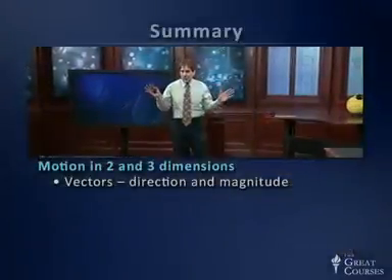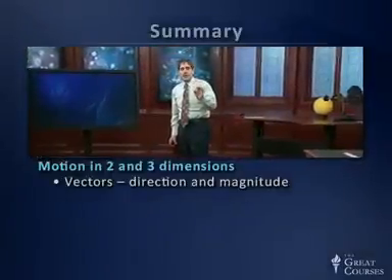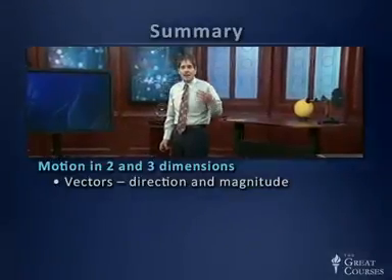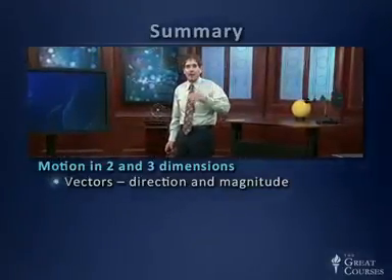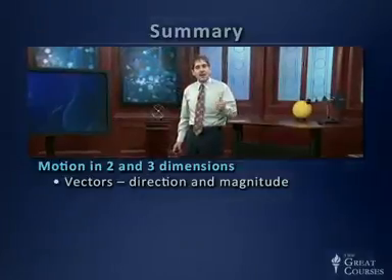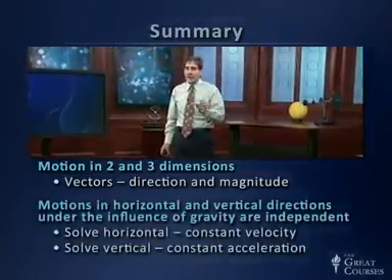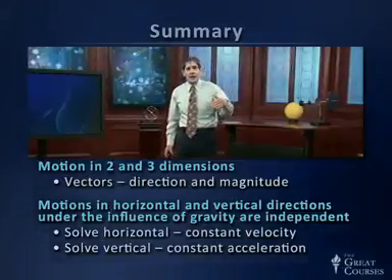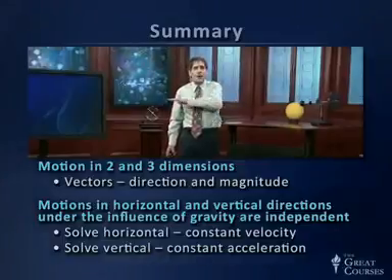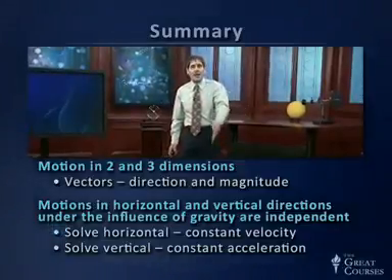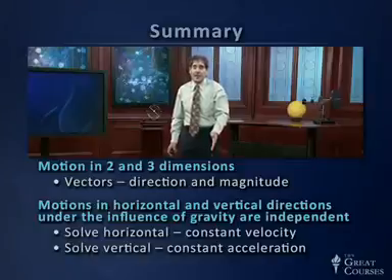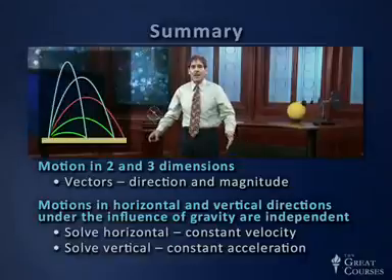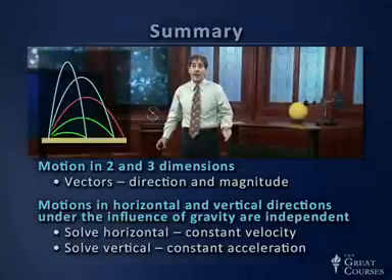And so let's end by recapping what we've done here. We've looked at motion now in 2 and, by extension, 3 dimensions. We found that motion is described by these richer quantities called vectors that have both direction and magnitude. We discovered that motion in the horizontal and vertical directions under the influence of gravity, those two motions are independent, and that allowed us to solve those problems by basically solving 2 problems, one for the horizontal motion with constant velocity, one for the vertical motion with the constant acceleration that we developed back in the previous lecture, and the end result is these beautiful parabolic trajectories of objects moving under the influence of gravity near Earth's surface.